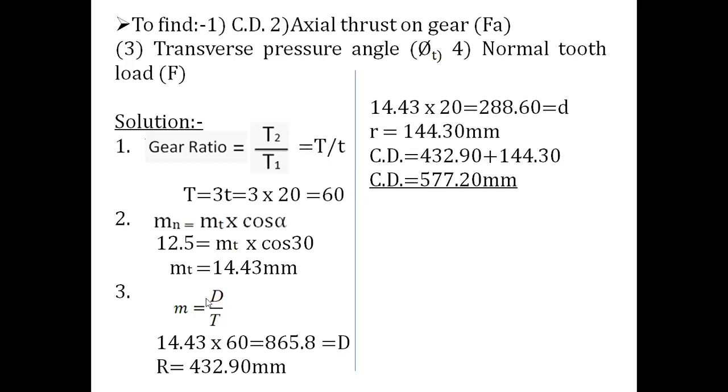Okay. So putting the value of 14.43 in this module formula into capital T, that we got here 60, capital D we are getting here 865.8 mm. That is the pitch circle diameter for gear. From diameter we can find radius is equal to half of 865.8, which is 432.90 mm. That is pitch circle radius for helical gear.